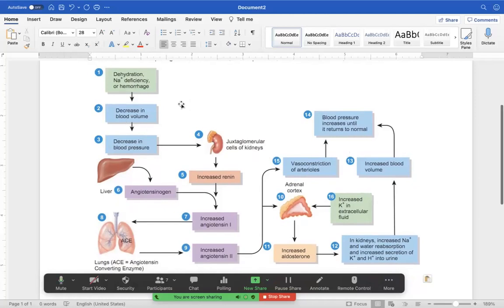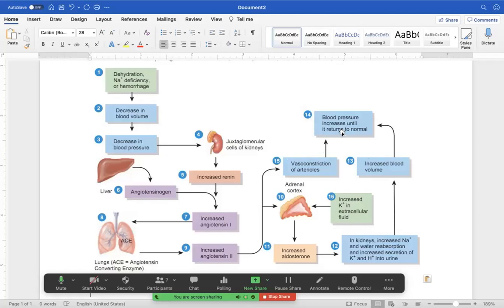And if you know where you start your stimulus, you know what's going to happen in the end. What's going to happen? If I'm dehydrated, what am I going to do? I'm going to fix it. So what's going to happen? The water is going to go what? Up. If I have a sodium deficiency, what's going to happen? The sodium is going to be retained. And if I'm having hemorrhaging, what am I going to do? I'm going to have increased blood volume.